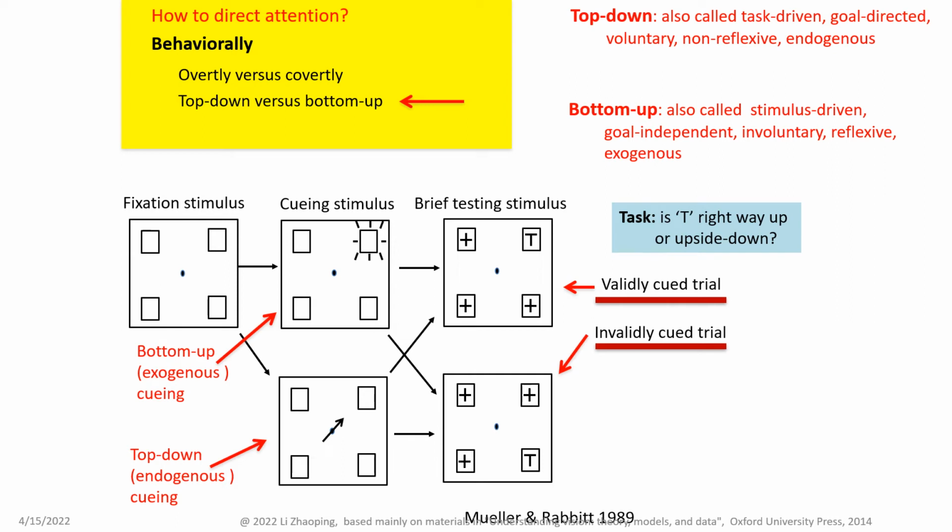With this study, one can compare the properties of bottom-up and top-down guidance of attention by the corresponding cueing methods. So we can find that bottom-up cueing is faster acting, even though its effect does not last as long, and it is stronger and harder to ignore. This may explain why our attention can be so easily distracted by irrelevant visual inputs.